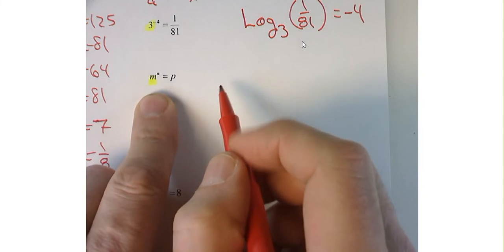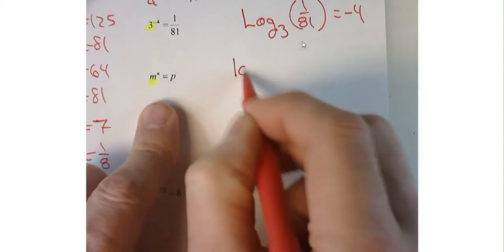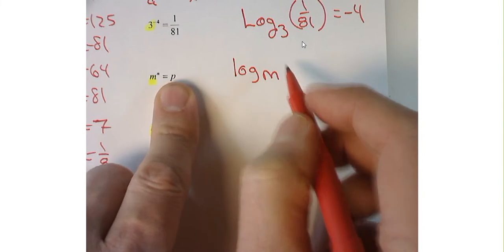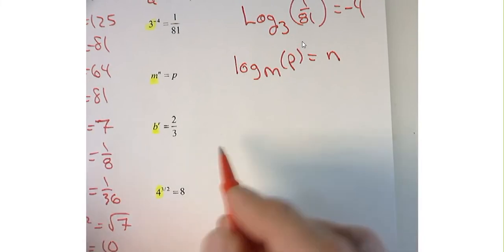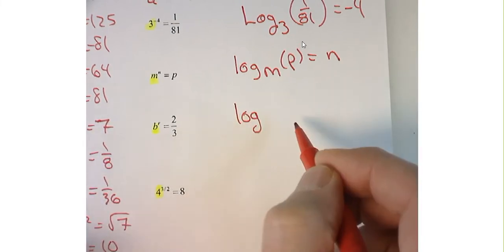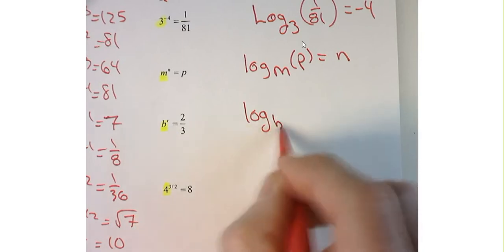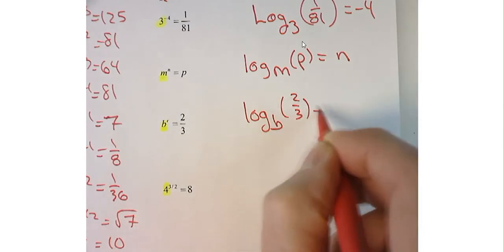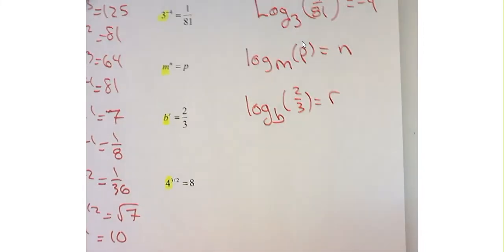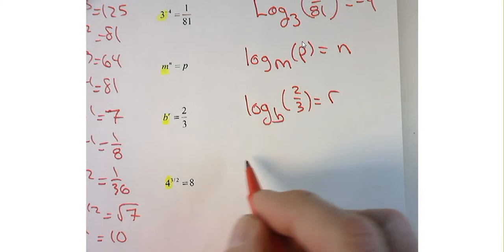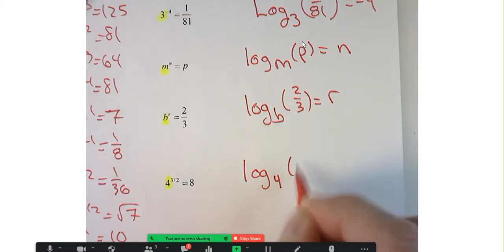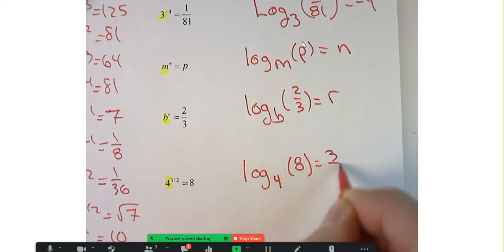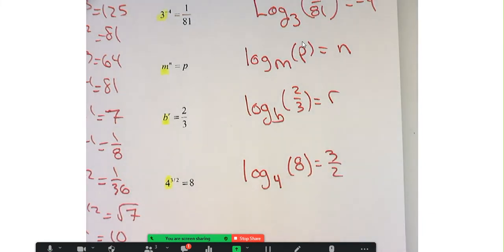So let's take a look at the first one. The base is going to be m, so log base m of p equals m. The one below that, again, that's your base, log base b of 2/3 equals r. And the last one we can actually check if we wanted to. Log base what? Log base 4 of 8 equals 3/2. Nice, nice.